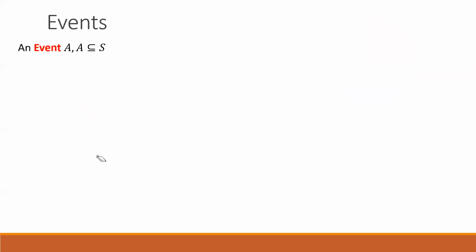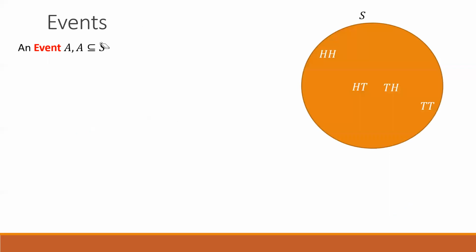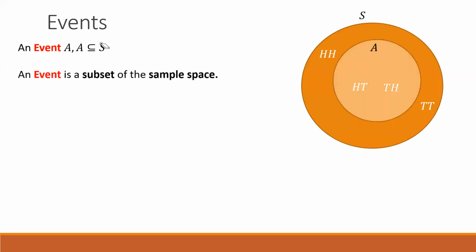All right, so now we're going to talk about events. Events are very similar to outcomes, but an event is just a subset of the sample space, right? So here is my sample space for flipping a fair coin twice. Maybe I have an event A that I define as I flip exactly 1 heads and 1 tails, right?